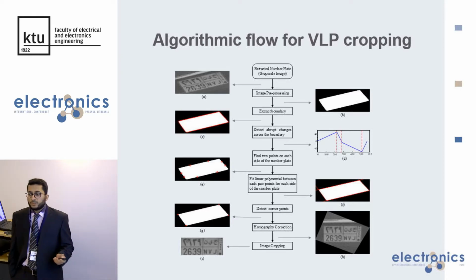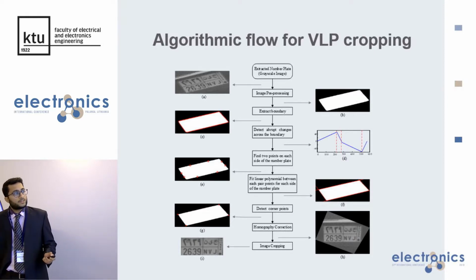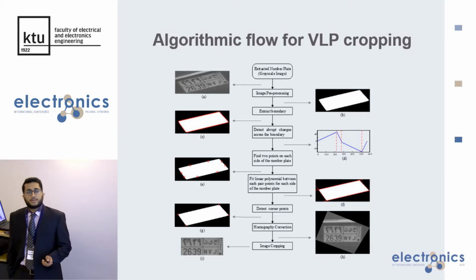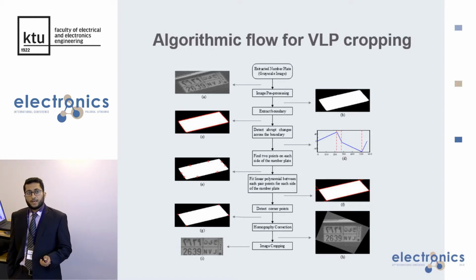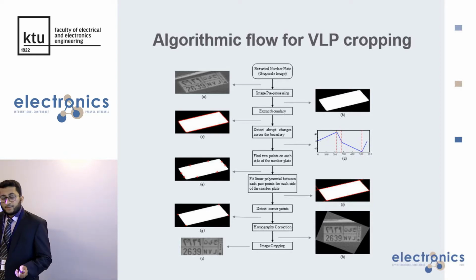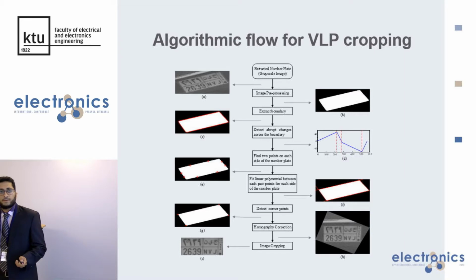Then we extract the boundary of the license plate, and from this boundary we detect the abrupt changes. For example, we note the row pixels of the complete boundary, then take the cumulative sum, and then detect the abrupt changes. As we can see, there are 3 red lines here, one abrupt change here, a second here, and the last here. That means we have 4 segments, and each segment represents one side of the license plate.